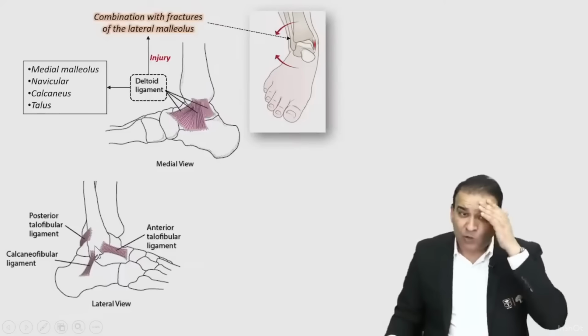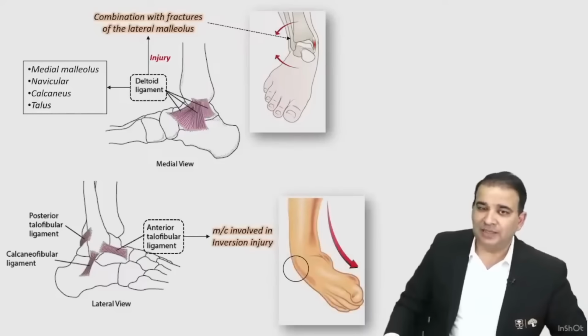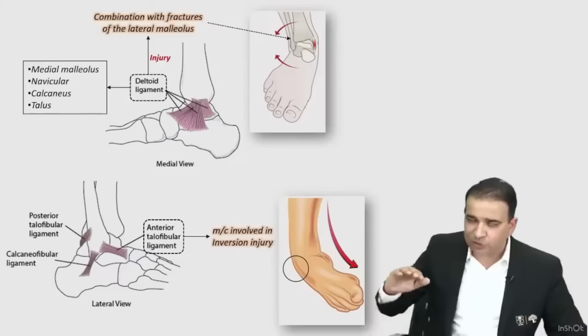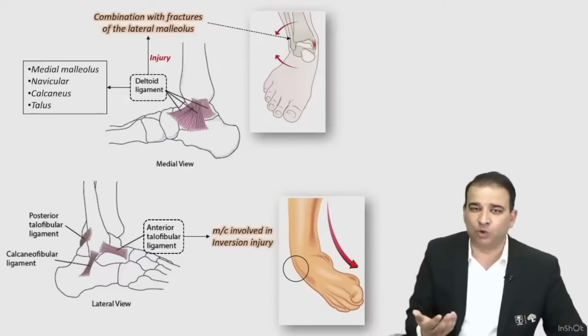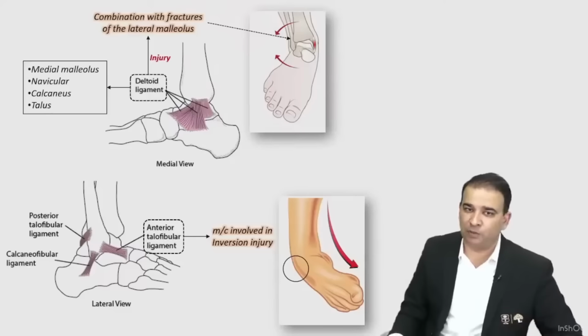Now, out of these three ligaments, it's the anterior talofibular ligament which is most commonly injured in inversion injury of the foot. The range of motion of inversion is also greater. Inversion injuries are obviously the more common here, and out of these three ligaments, the one more commonly injured is the anterior talofibular ligament.